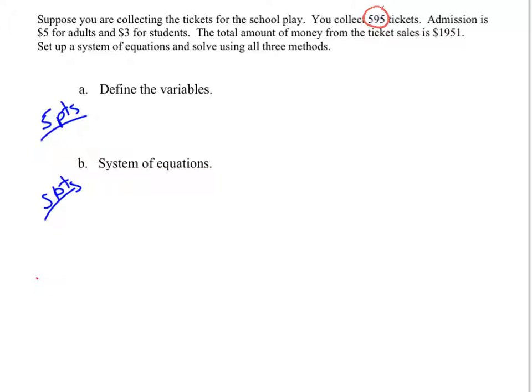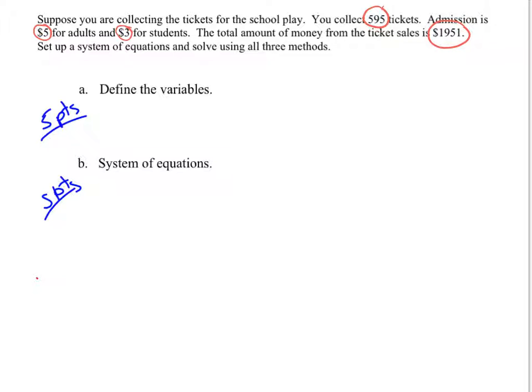Admission is $5 for adults and $3 for students. The total amount of money from the ticket sales is $1,951. So you should have made sure to circle all of those numbers, and then it says set up a system of equations and solve using all three methods. So the first thing, as we're looking at that problem, we want to underline the question.